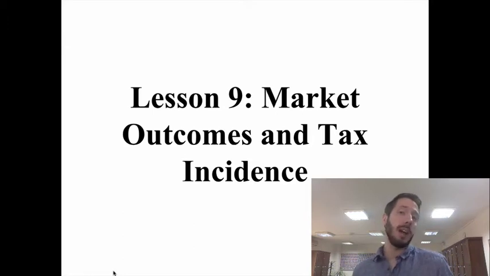In today's video we're going to be talking about market outcomes and tax incidence. In the last couple of videos we talked about how the price of a good or service is determined, and ideally it's the intersection where demand and supply meet, where we have that equilibrium point. Now, in the last couple of videos when we looked at elasticity, we were trying to figure out how buyers and sellers will react to changes in prices.